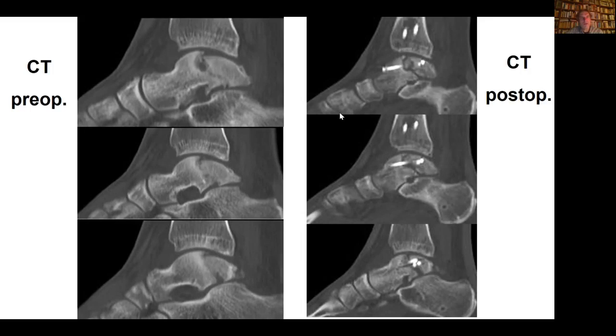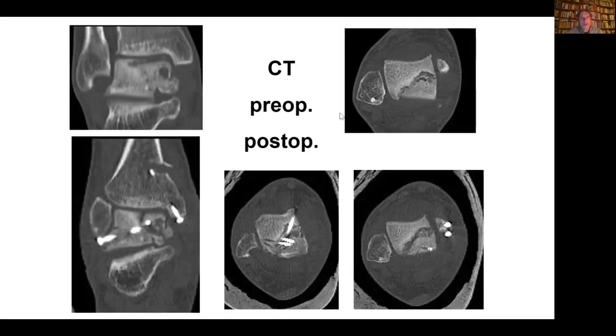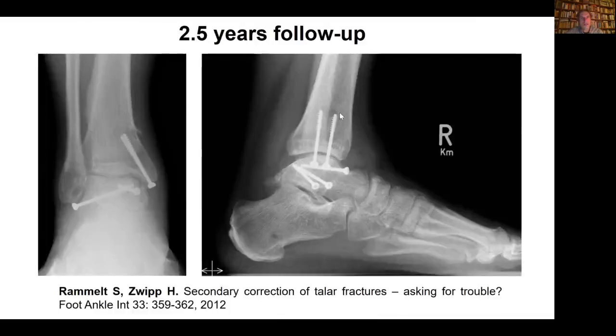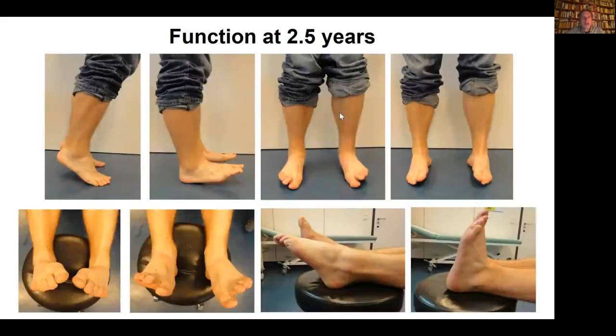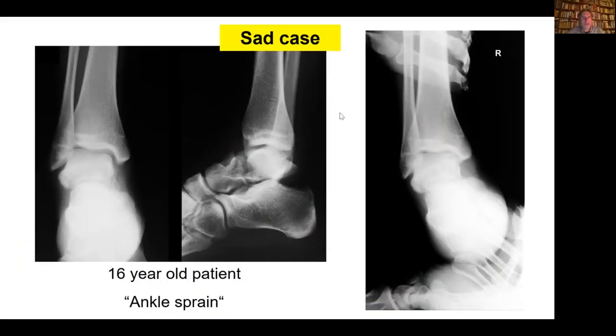So here you see the pre-op and post-op CT scan. You see the reduction. You see the filling of that small defect with bone graft from distal tibia. Here are the axial and coronal CT scans. So this is the patient 2.5 years later. At that point in time, he didn't have any secondary arthritis. Of course, if we follow him long enough, we will see it. At that time, he had almost free function of both the ankle and subtalar joints. So the effort was worth it in that case.